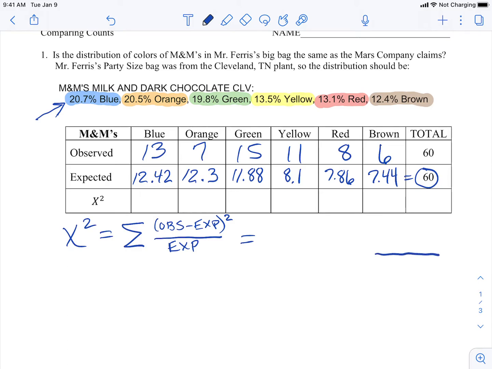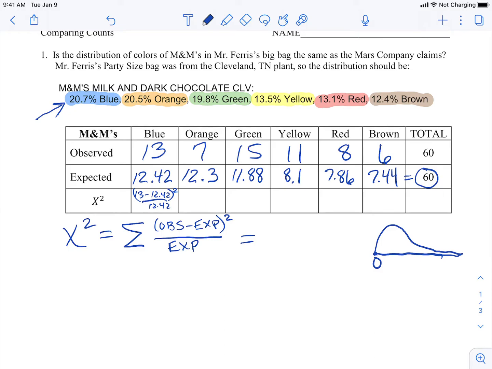So maybe you can imagine that if you would look at the chi-square distribution, you can't get any lower than 0. And over time, what turns out to be true is the chi-square distribution is not symmetric. The chi-square distribution is actually skewed to the right. But anyway, let's go back and just do one of these calculations. For the blue, for instance, the observed is 13. The expected is 12.42. If we squared that difference and divided by 12.42, that would give us the chi-square component, or the contribution, for blue.